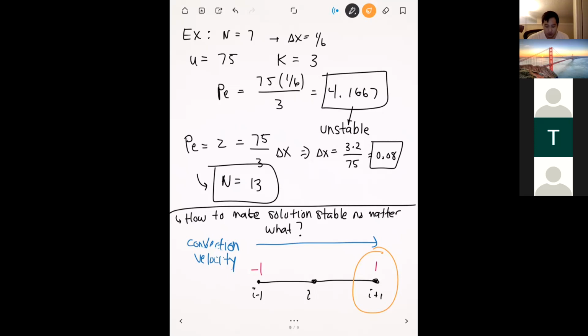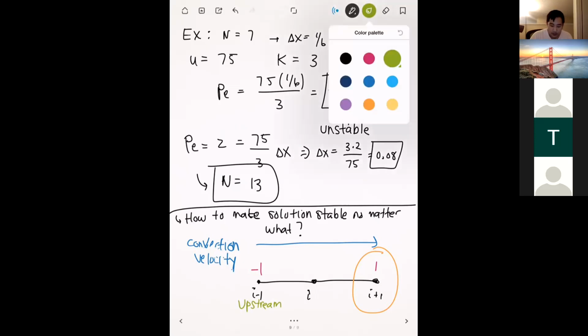What we're requesting here with the finite difference is that in order to compute this derivative, we need to get information from upstream, which is this guy. That's upstream of the velocity field, but we also need information downstream.